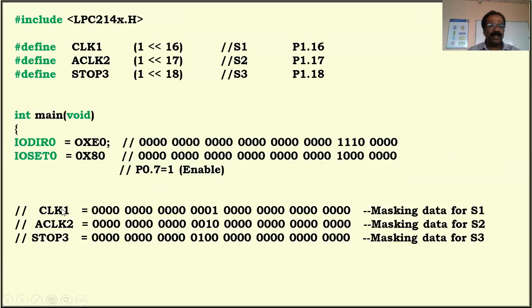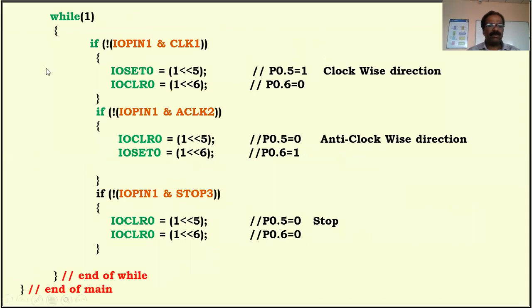Okay, I told you already: clock 1 for S1, clock 2 for S2, and stop for S3. Therefore, if you write like this, bit number 16 becomes 1, bit number 17 becomes 1, and bit number 18 becomes 1. If you shift that many times, that particular bit becomes high. Now this is the program: the beginning of the while loop, and this is the end of the while loop.